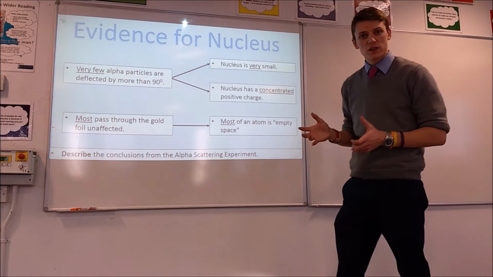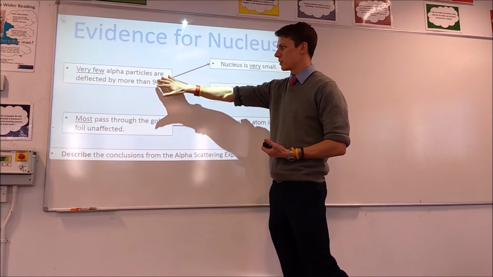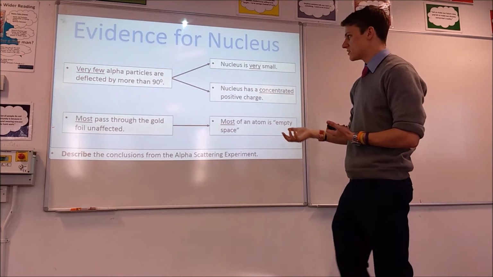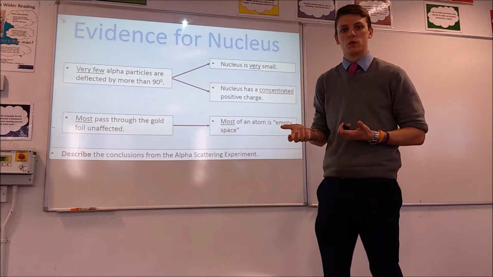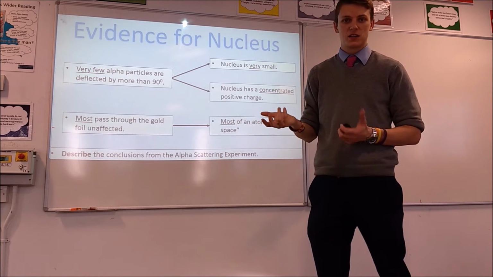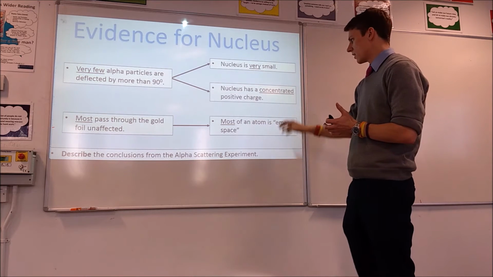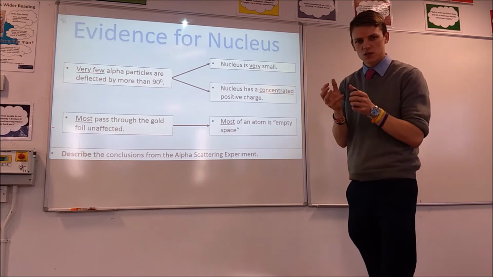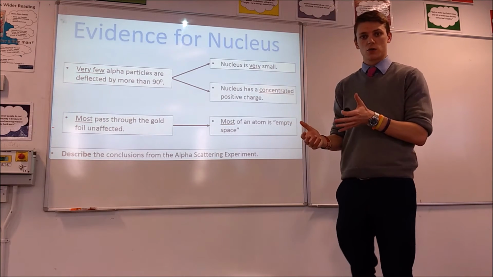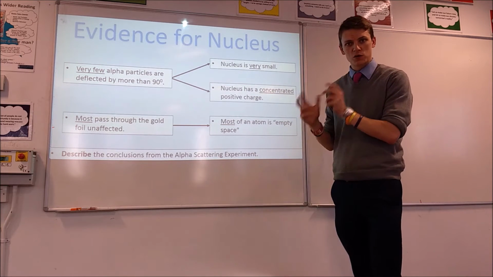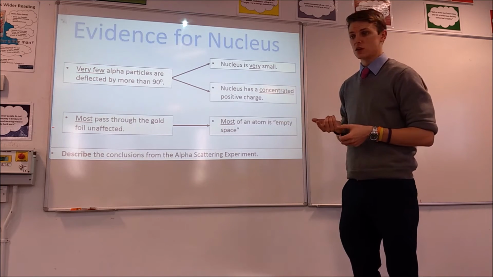So those are the two observations that they made. So what do those observations actually tell them? Well, the fact that very few particles are significantly deflected tells you the nucleus is very, very small, because only a few are actually significantly deflected, so have come close to the region of positive charge. And it tells you that the positive charge is concentrated in a very small area. So to be able to turn around an alpha particle requires quite a strong positive force to repel it, so that must be concentrated so you have a large positive charge.